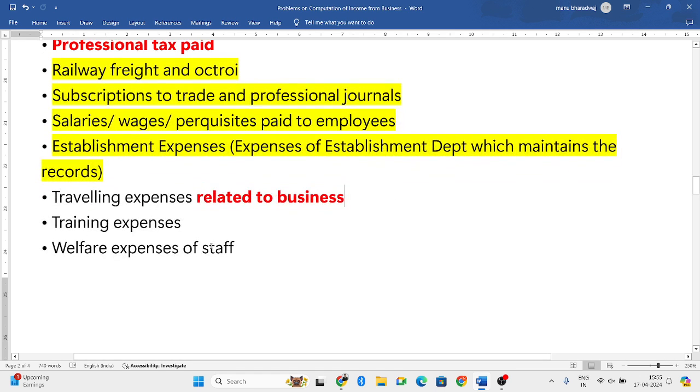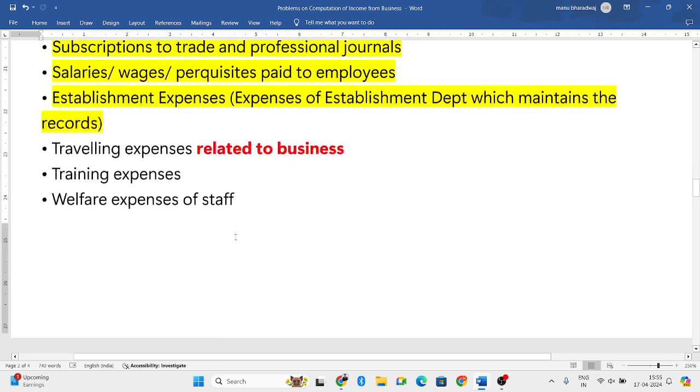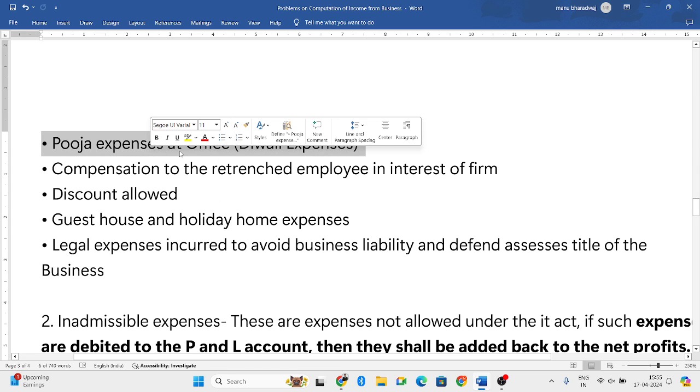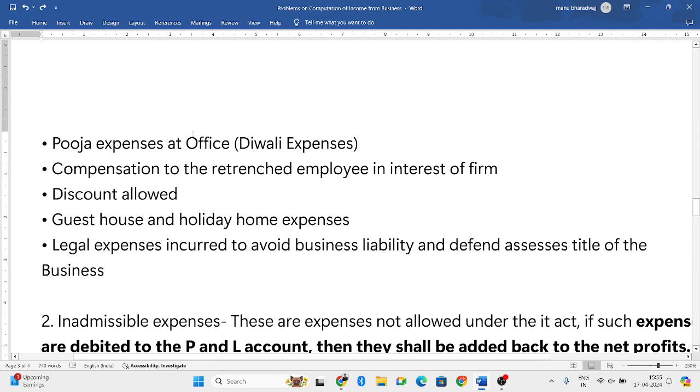Training expenses. So if you are training your employees, those training charges can be considered as admissible expenses. Welfare expenses of staff, very very important. Staff welfare expenses will be considered. Now, still more is there. Puja expenses. Suppose you want to celebrate Diwali, Dasara and all in your office. So those puja expenses are also considered as admissible expenses.